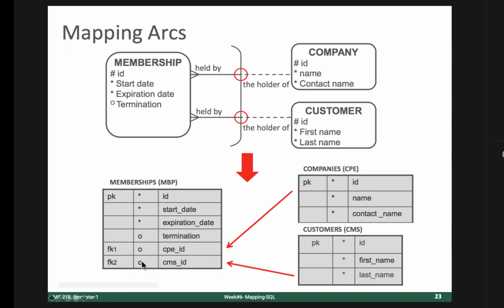But we will make these two attributes optional, right? Because for one instance there is only one possibility. Otherwise, this membership could be from a company or from the customer. So that's why we are making both attributes optional, so that data can be entered.